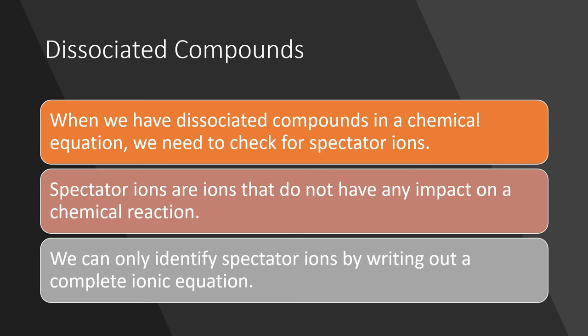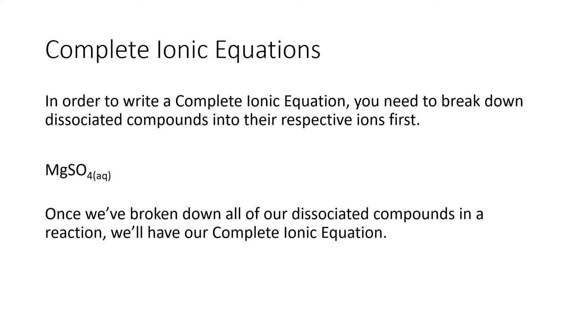We can only identify spectator ions by writing out a complete ionic equation, so we're going to look at how to do that right here. In order to write a complete ionic equation, you first need to break dissociated compounds down into their respective ions. So we look at this compound here. This is MgSO4. We've got a metal and a nonmetal. It is aqueous, so we know it's going to be dissociated.